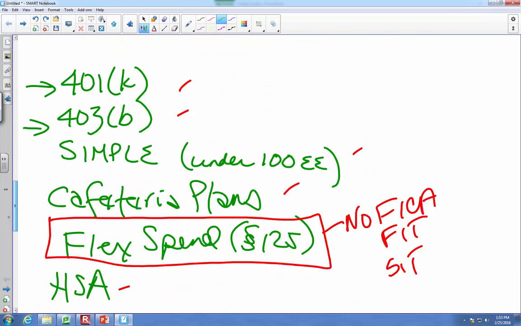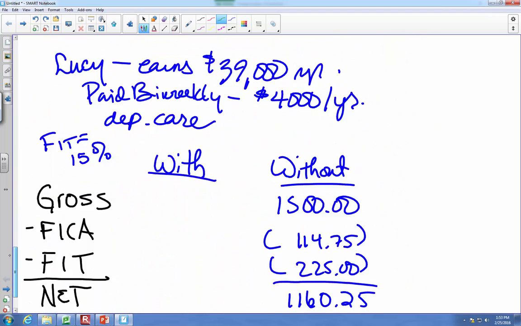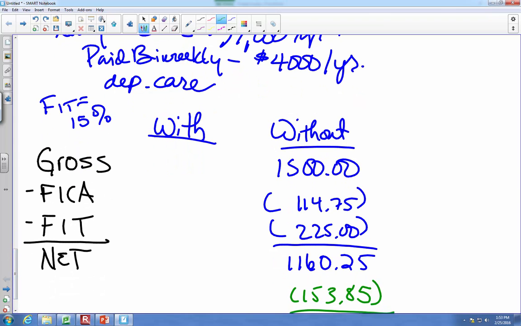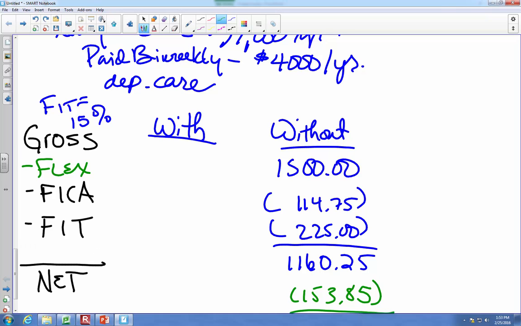How does a flex work then? A little bit different, which is we're going to have to do what? Take that out before you can. We're going to take the flex out here, and then what amount are we going to calculate FICA and FIT on? Yeah. So maybe we can just do a little subtotal, and then calculate the FICA and the FIT on the subtotal, right?